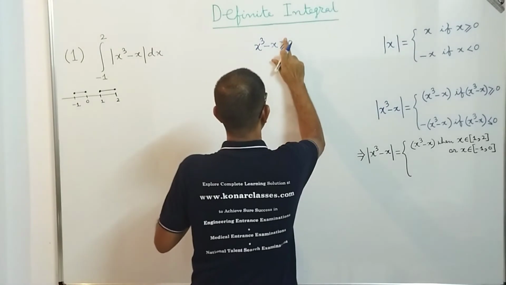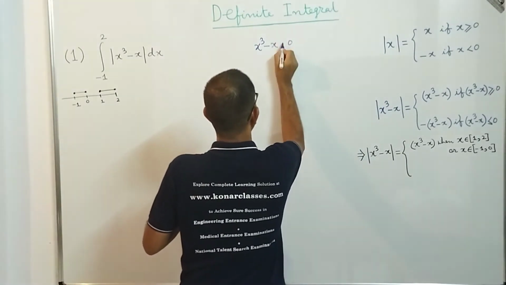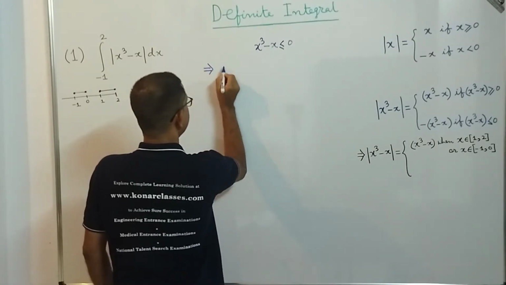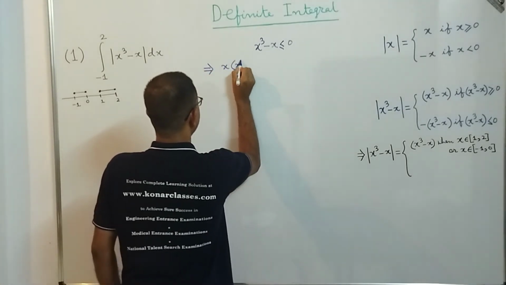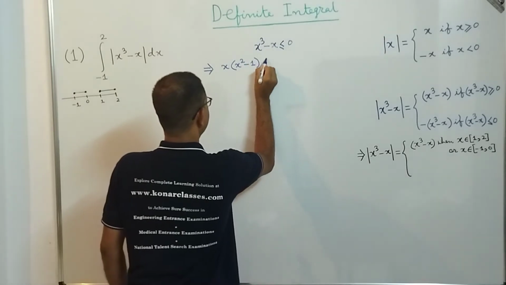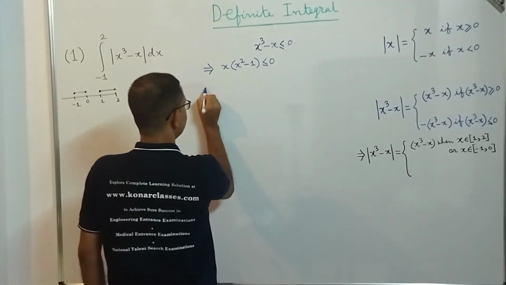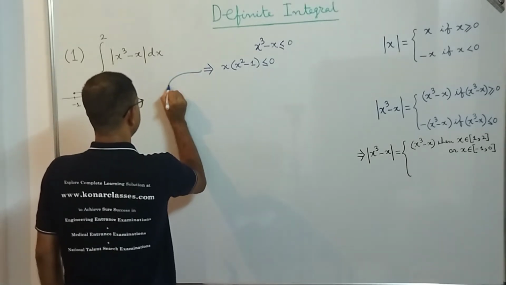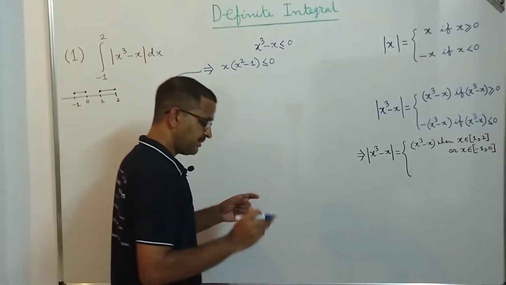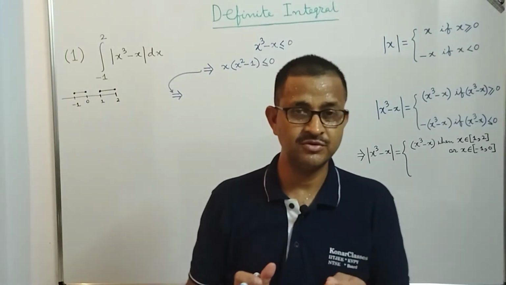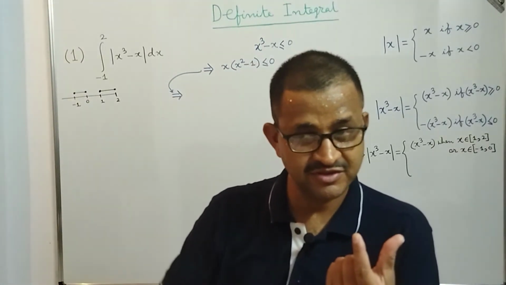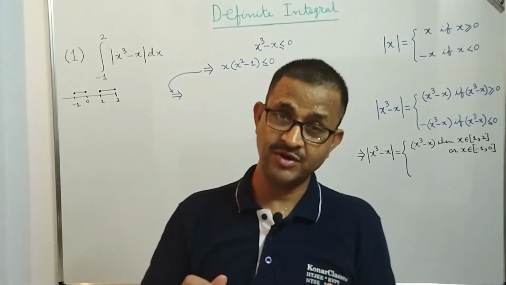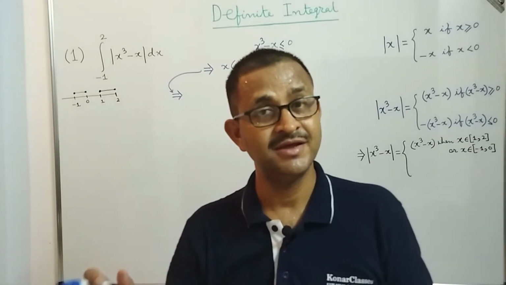So here it will be less than or equal to 0. That means, dear students, from here we get x into x square minus 1 less than or equal to 0. So what can we say from here? When the product of two quantities is less than or equal to 0, either one is greater than or equal to 0 and at the same time the other has to be less than or equal to 0, or one is less than or equal to 0 and the other has to be greater than or equal to 0.